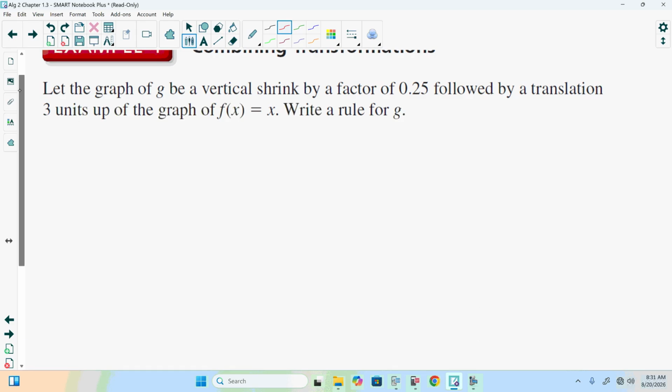Let the graph of g be a vertical shrink by a factor of 0.25, followed by a translation 3 units up. Now, for the most part, it's just going to be putting those in. But we're going to apply it to our f of x. So the first thing they listed was what? Vertical shrink by a factor of 0.25. For the middle one, we'll call this one h of x. h of x is equal to a times f of x. Because the general form for vertical stretch or shrink is a times f of x.